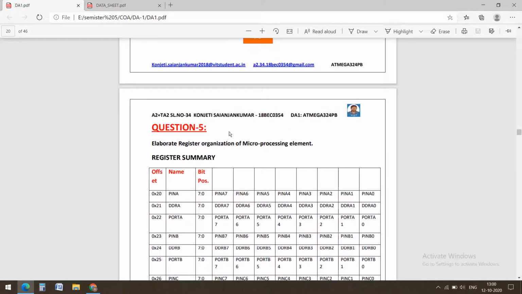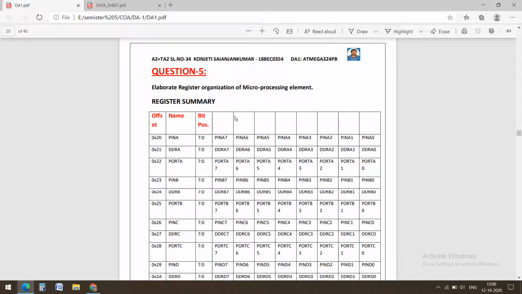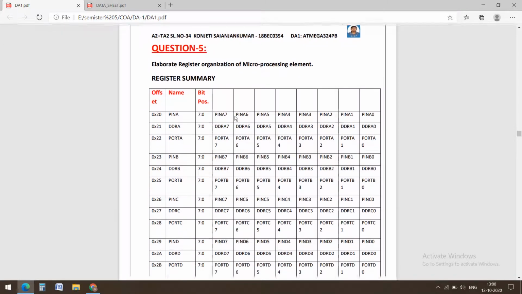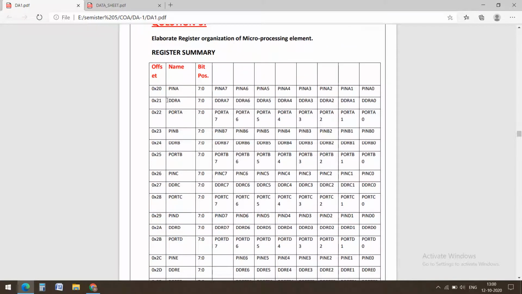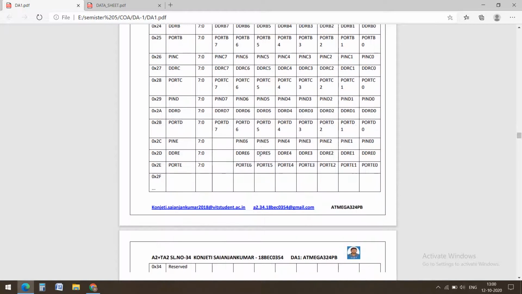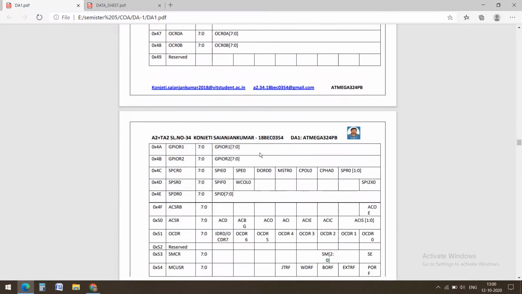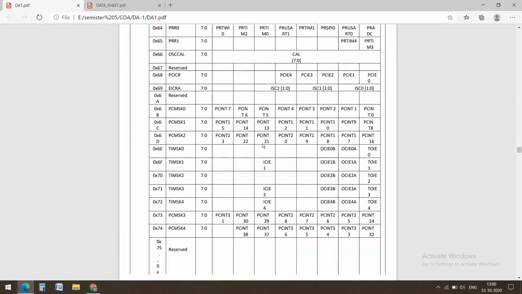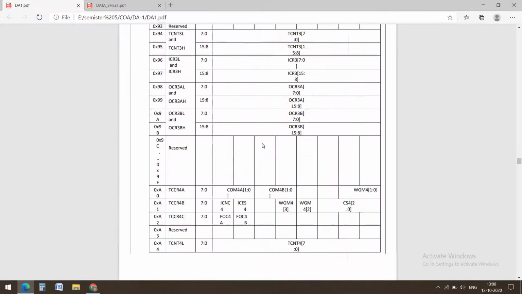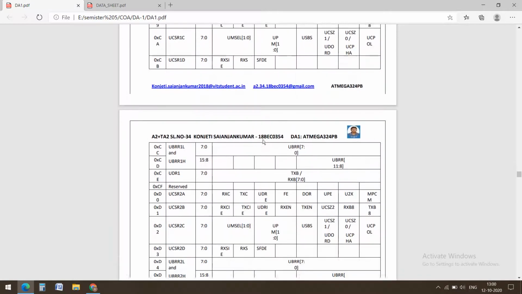And then if we go to the register organization, there is a register summary provided in the data sheet which gives all the information regarding the registers and their pin configuration and the number of bits in every pin, and how they work, what the functions are, everything we can find from the data sheet itself.